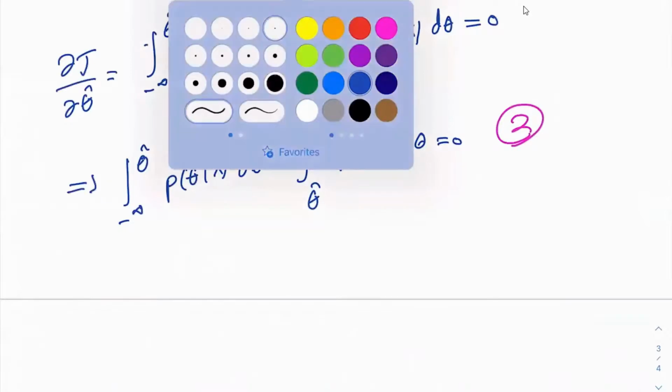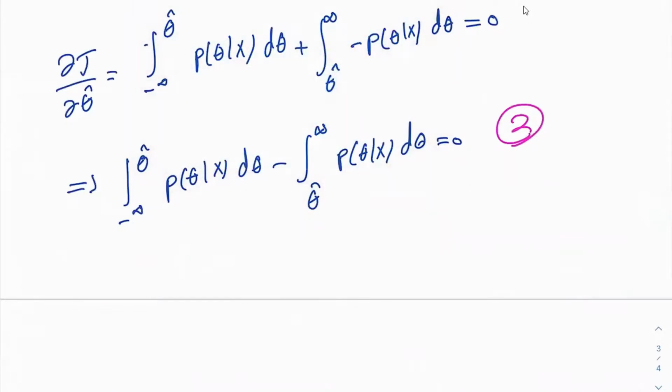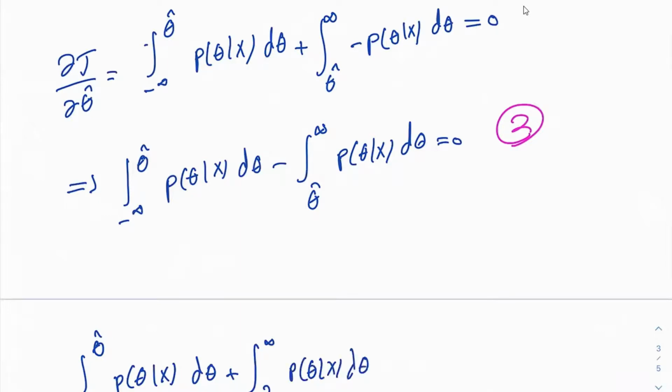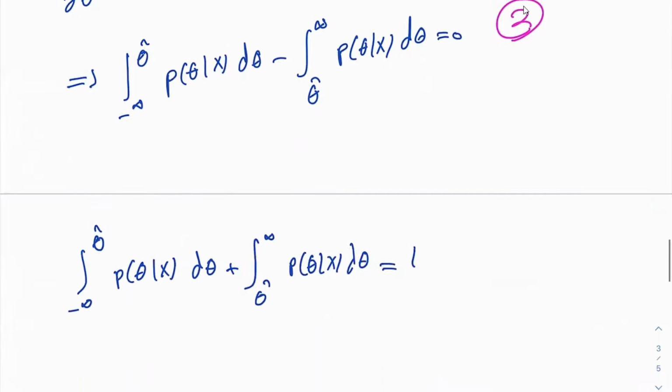Great. Okay, now we know something very important here. Look at this one: the integral from negative infinity to theta hat of p of theta given x d theta plus the integral from theta hat to infinity of p of theta given x d theta. We know this is equal to 1. I'm saying that we are integrating p of theta given x from negative infinity to infinity. This is equal to 1, right? So let's call this one equation 3.